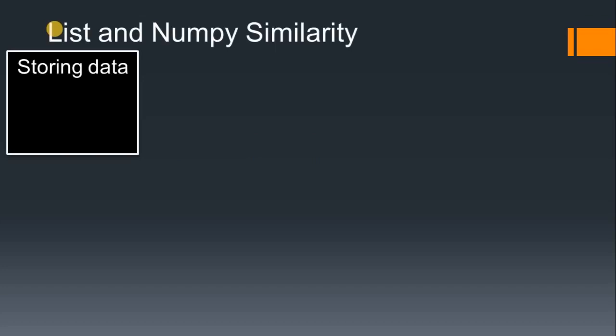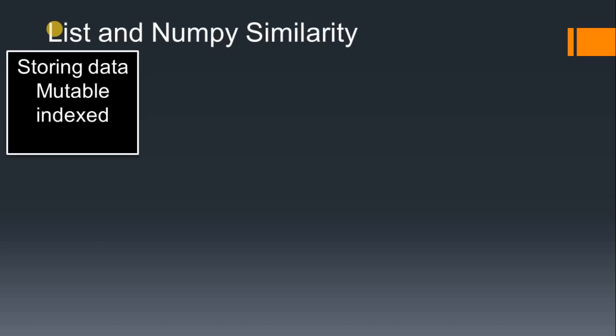First point is storing data. The main use of a list is to store values like 1, 2, 3, 4, and you can store any kind of data. NumPy also, the main purpose of NumPy is to store a list of values just like an array. Mutable is the second point, meaning in the list whatever values are there, they are changeable. In NumPy we have the same concept, we can change the values.